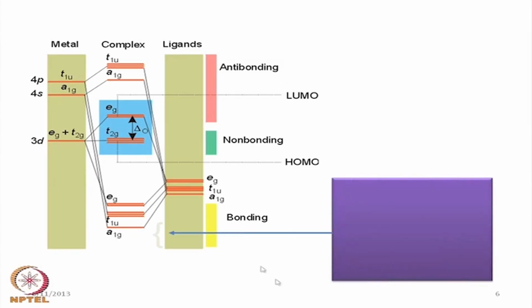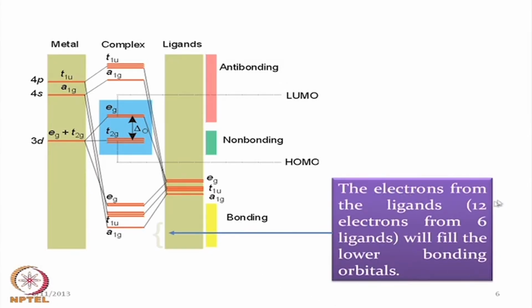So, we see that the electrons from the ligands, we are having 12 electrons from the 6 ligands. So, ligands are providing altogether 12 electrons, 2 electrons per ligand, because we are considering the ligands as 2 electron donors, whether it is the oxygen atom of the water or nitrogen of the ammonia molecule.